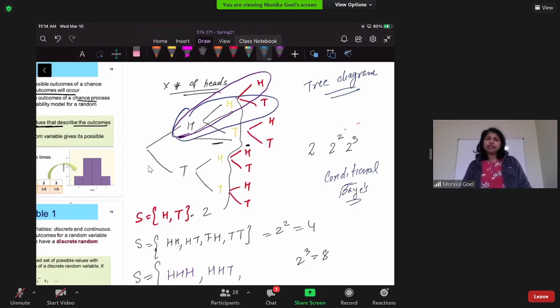So again, tree diagram is a pictorial way of representing, and you don't have to make a tree diagram. You can make a table also, and if that table helps, you can use that table as well.